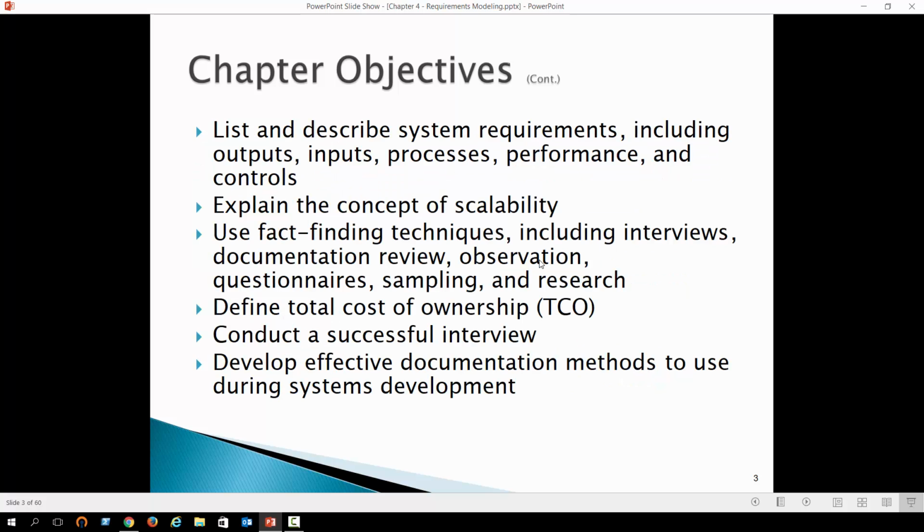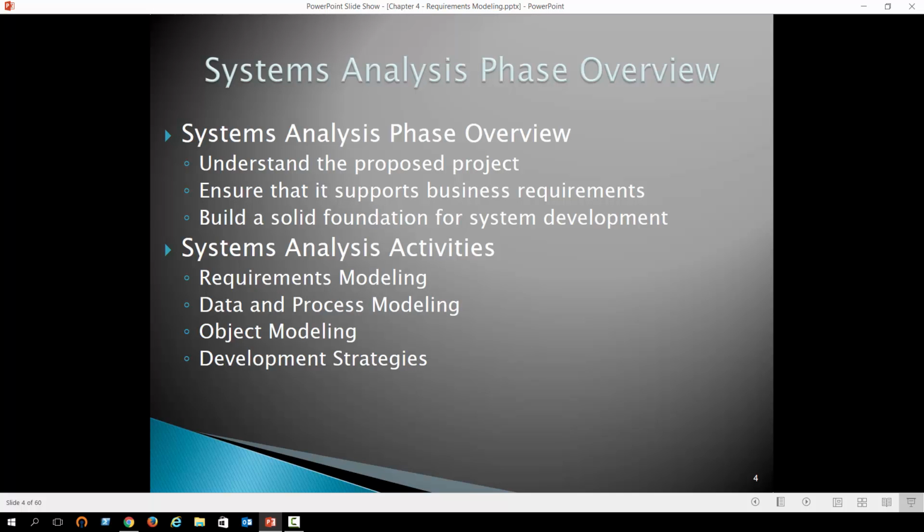We'll start talking about total cost of ownership, getting into the financial aspect of what a system costs, and that's what we'll look at in the aspect of a lab this week: total cost of ownership.